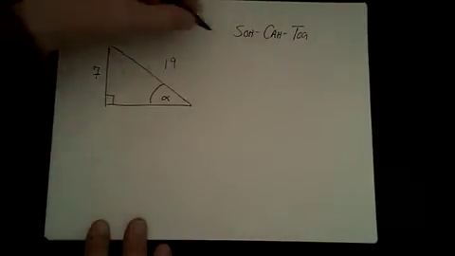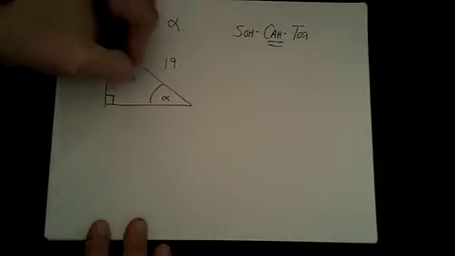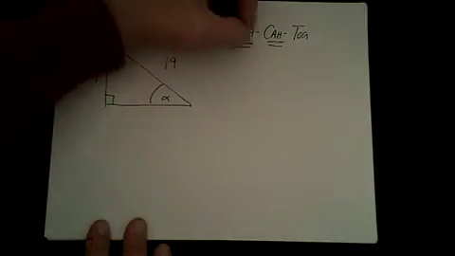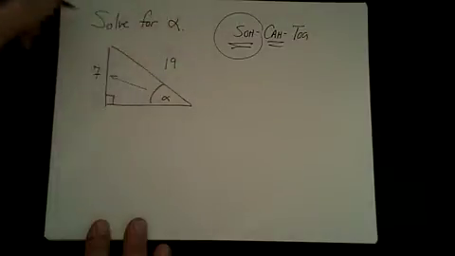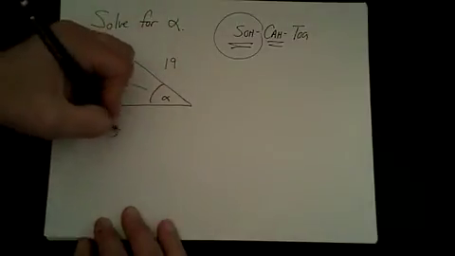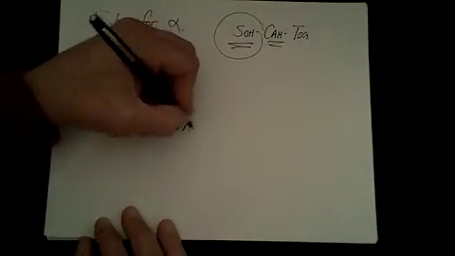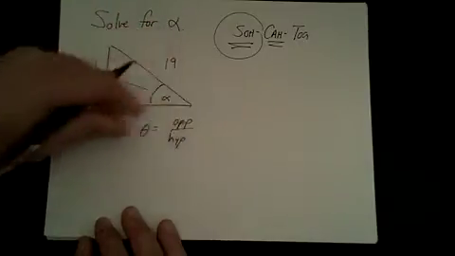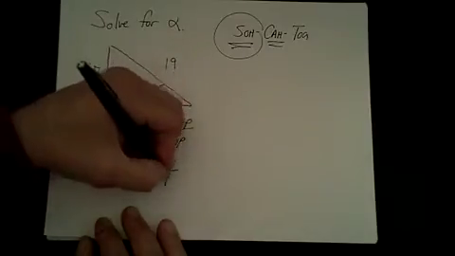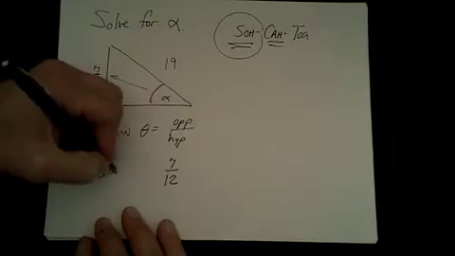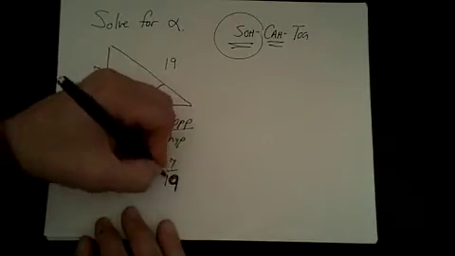Since it's the opposite and the hypotenuse, we're going to use sine. So sine theta is equal to opposite over hypotenuse. I always write part of the problem down. We know in this case it's 7 divided by 19, and we get sine of theta is equal to 7 over 19.